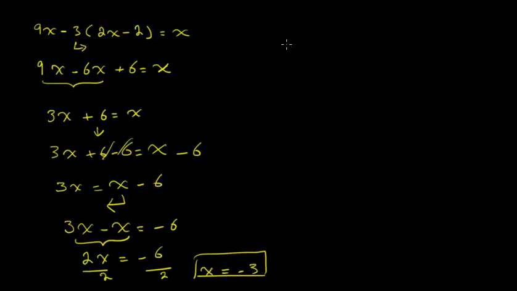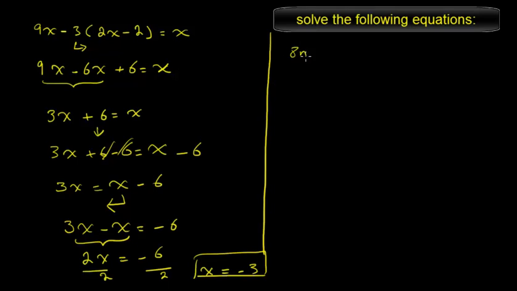I think you are ready to solve some equations at home. Let me draw a line here and write some equations for you to solve at home. Let's say 8n plus 7 equals 31. N plus 5 minus 16 equals minus 1. 8 plus b over minus 4 equals 5.